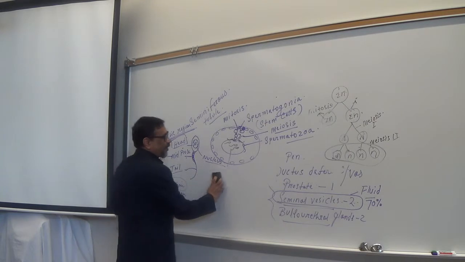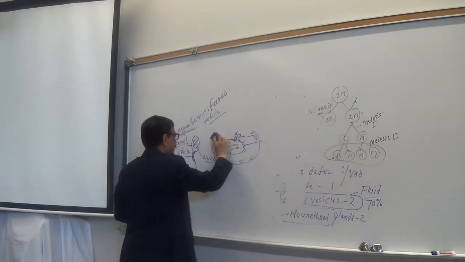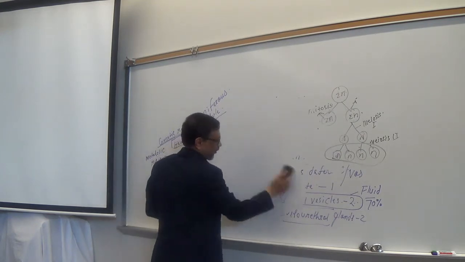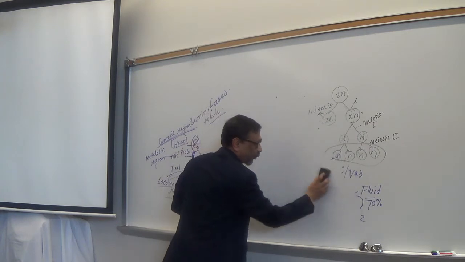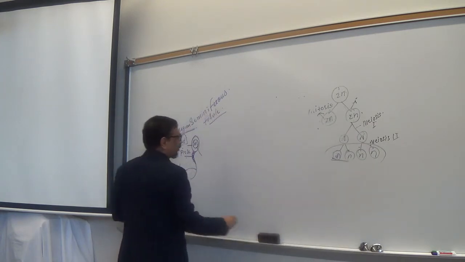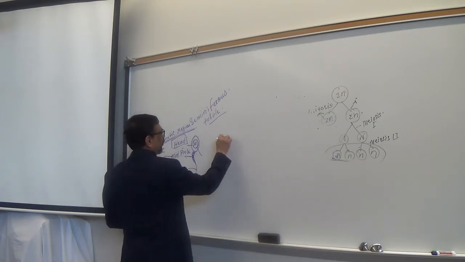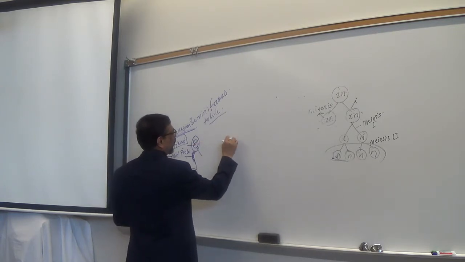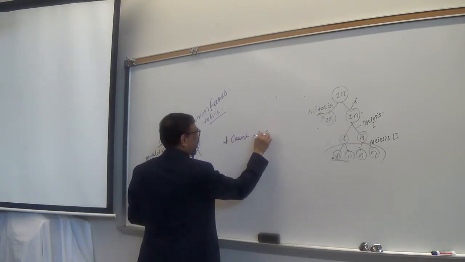Now I said the count of sperm is important. Male sterility or male infertility, the inability to produce offspring, occurs due to a decreased number or count of sperm in the semen.